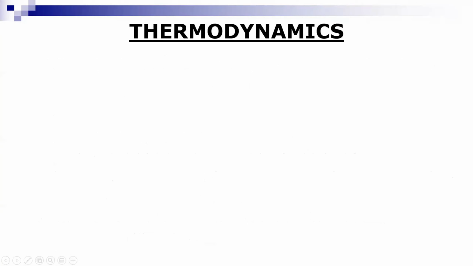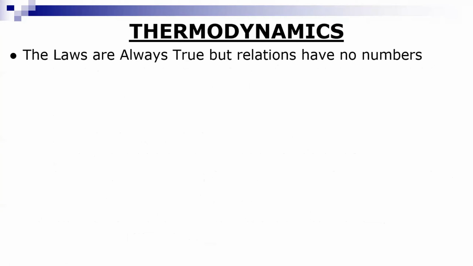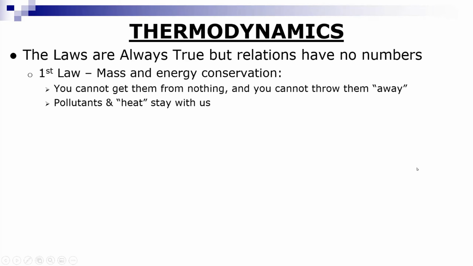So let's go to thermodynamics. The laws of thermodynamics are always true. They're not like traffic laws. You don't, as some people say, mess with nature. Nature does things reliably. The problem with thermodynamics is that the relations that you see have no numbers in them. They exist as integrals or derivatives or whatever, but there aren't any numbers in them.